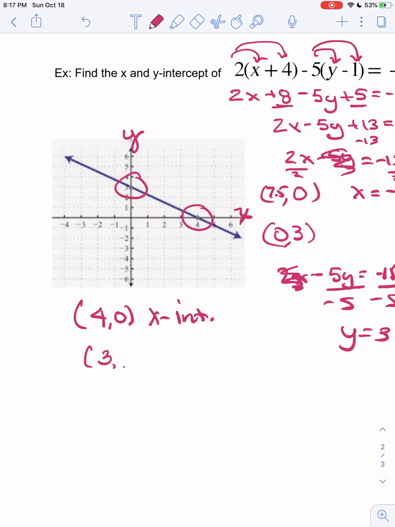Let's try that again. We're going to go over 0, up 3, and that's going to give us our y-intercept.